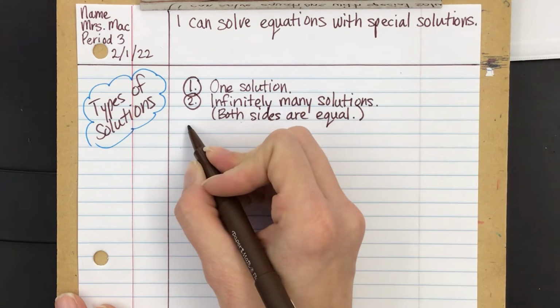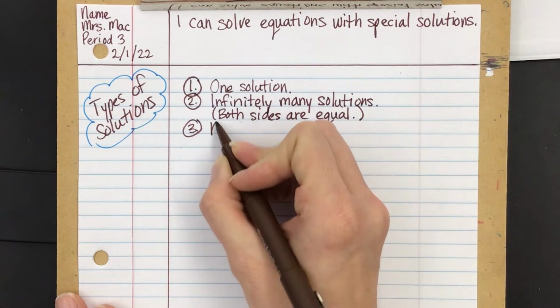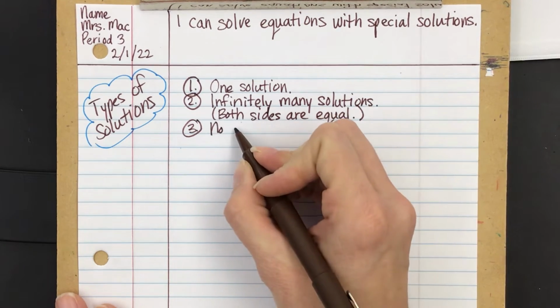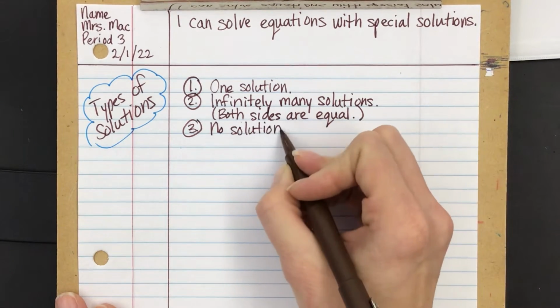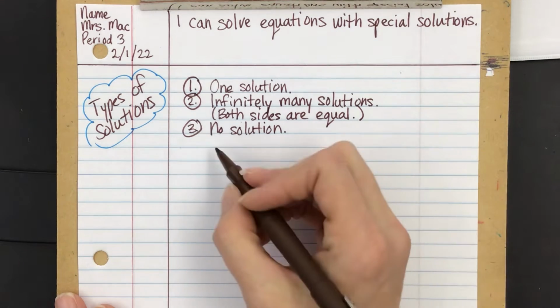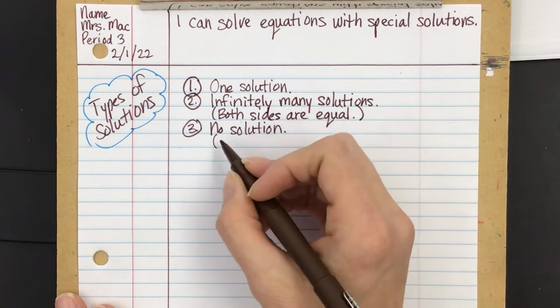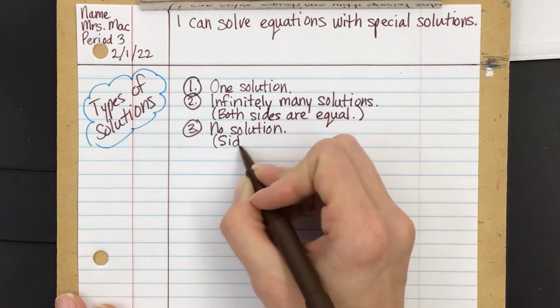The last kind of solution is no solution at all, okay? It's where there is not a single number out there that will satisfy the equation. So no solution, when you're solving this, what you're going to see is that when you get it down to hardly anything left, the sides won't be equal.